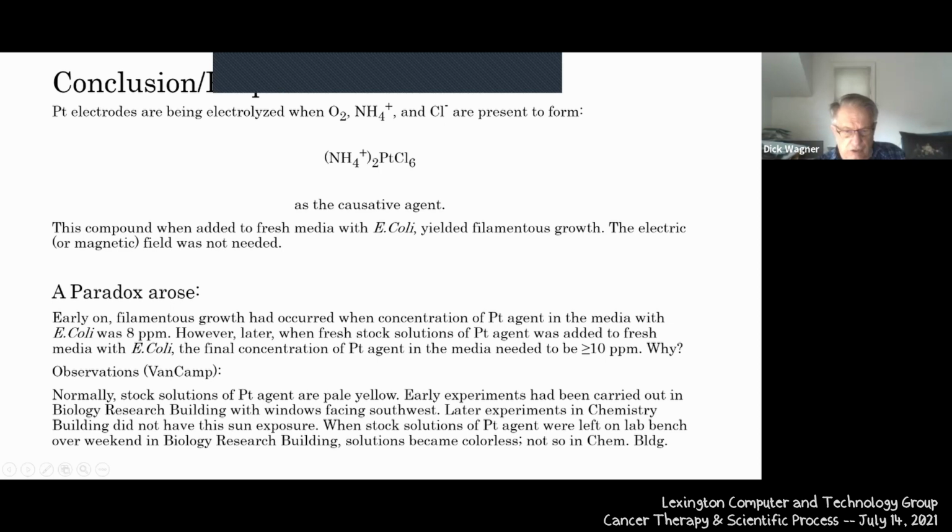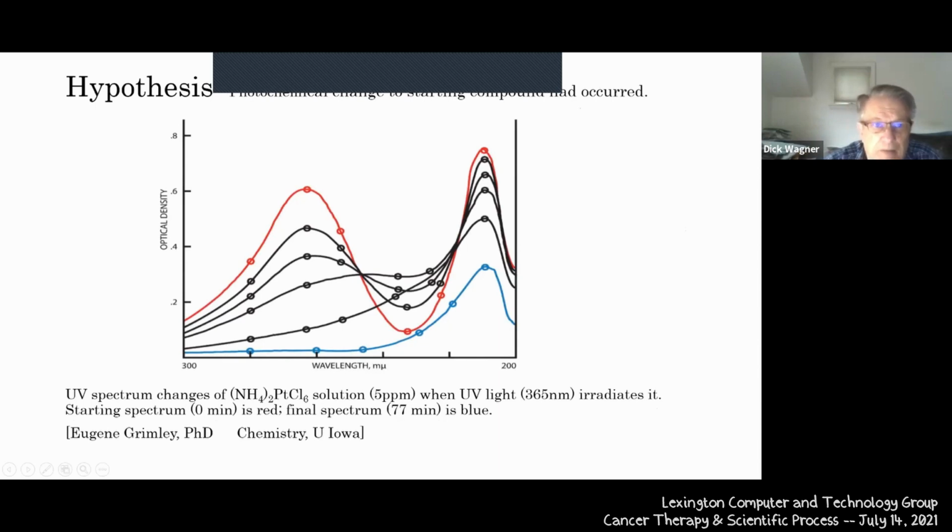She noticed that when the stock solutions are left on the lab bench over the weekend, those solutions became colorless. They didn't become colorless in the chem building. What's happening? Well, us physicists have some idea what could be happening, and that is perhaps there's a photochemical change that's occurring. So this was a hypothesis that was generated pretty early on, and a new postdoc in Barney's lab, Eugene Grimley, carried out this experiment.